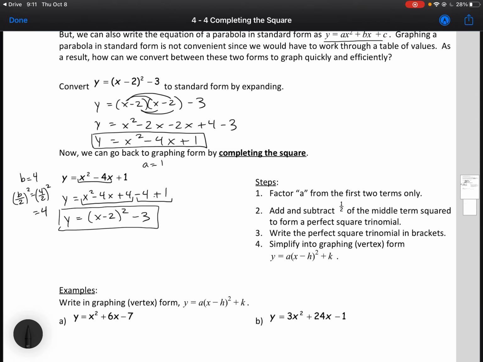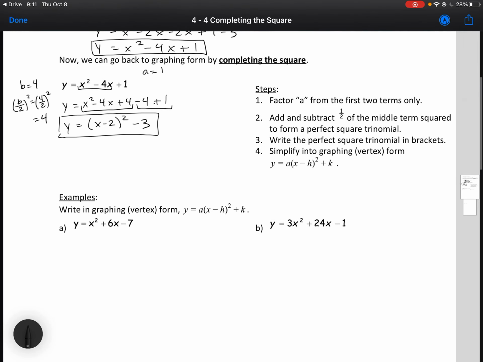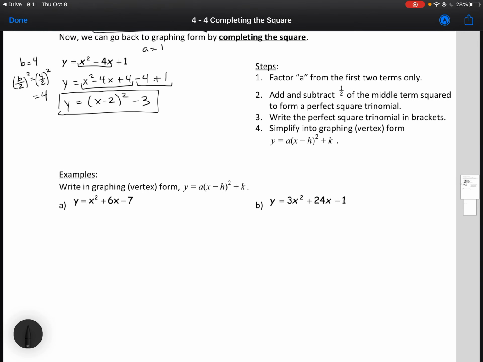So let's do a couple more examples. So this question is asking me to convert from standard form into graphing or vertex form, and I'm going to complete the square. So my first step would be to factor out a. My a value is 1. I don't have to do this step. Then I'm going to identify my b value. I'm going to divide by 2 and square it.